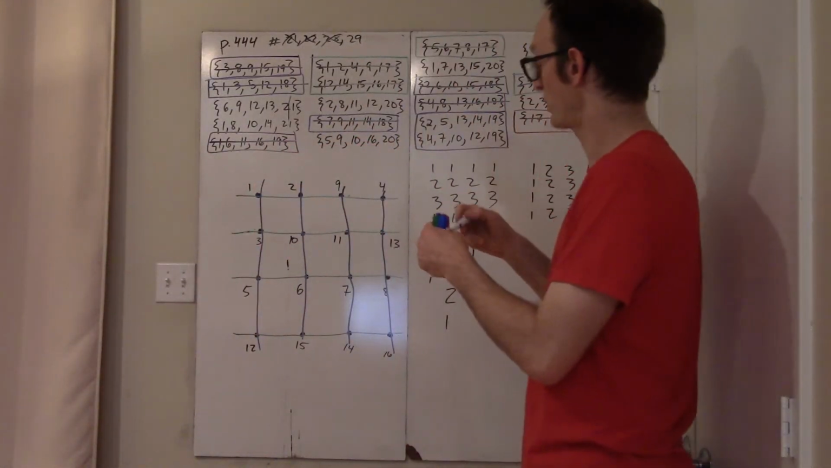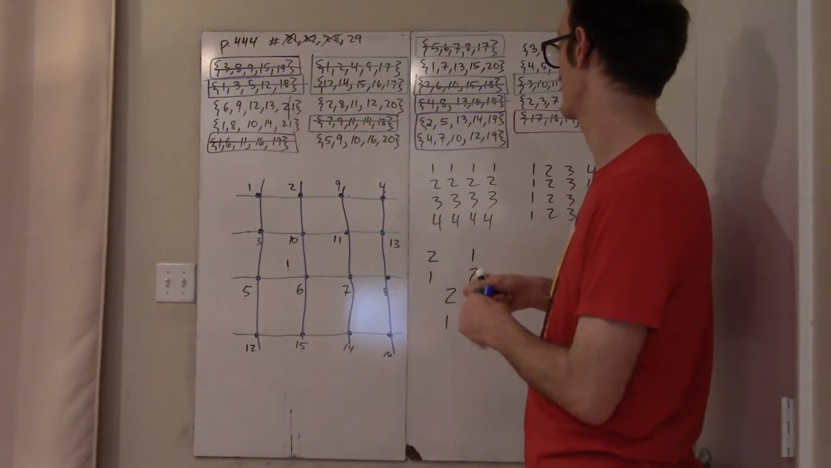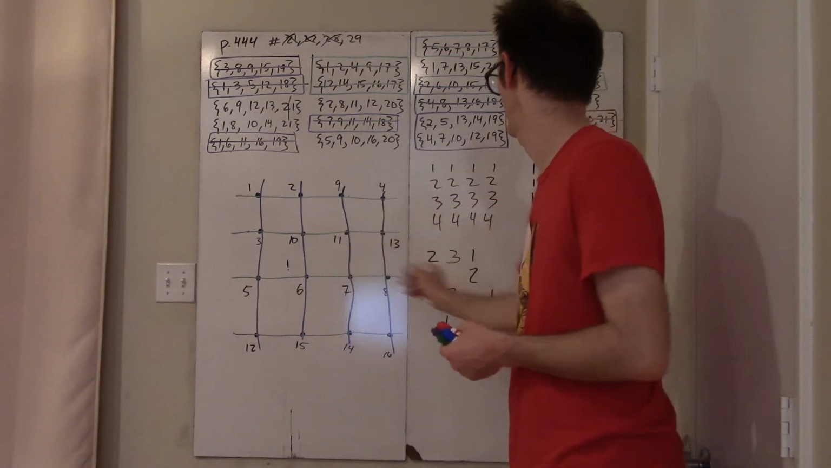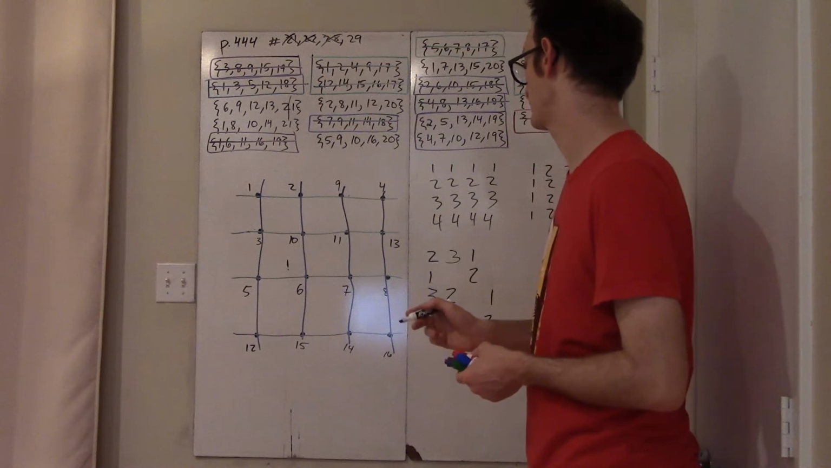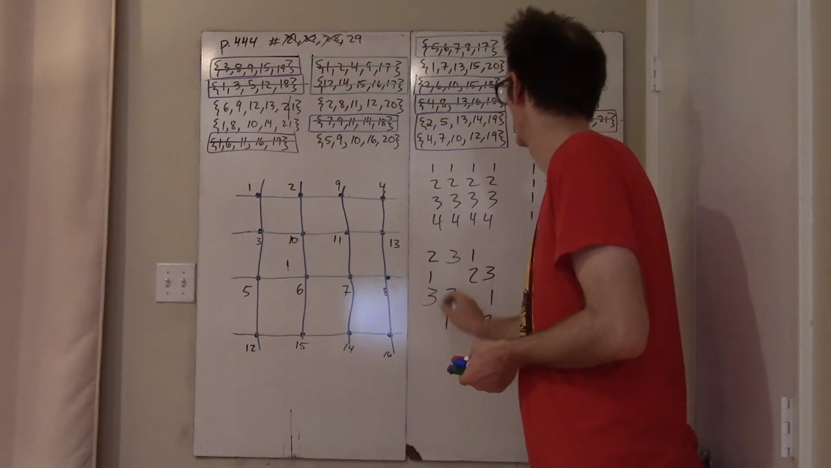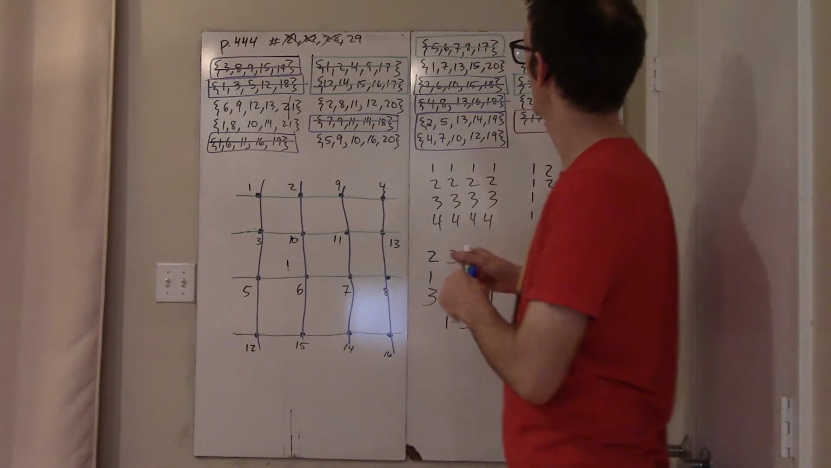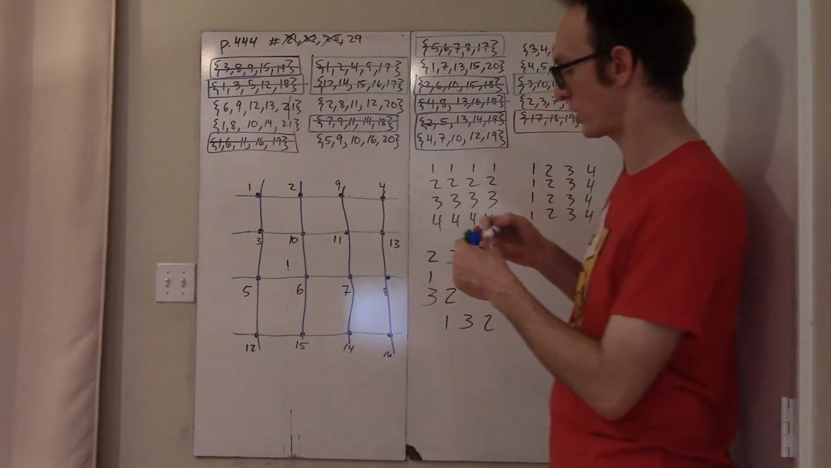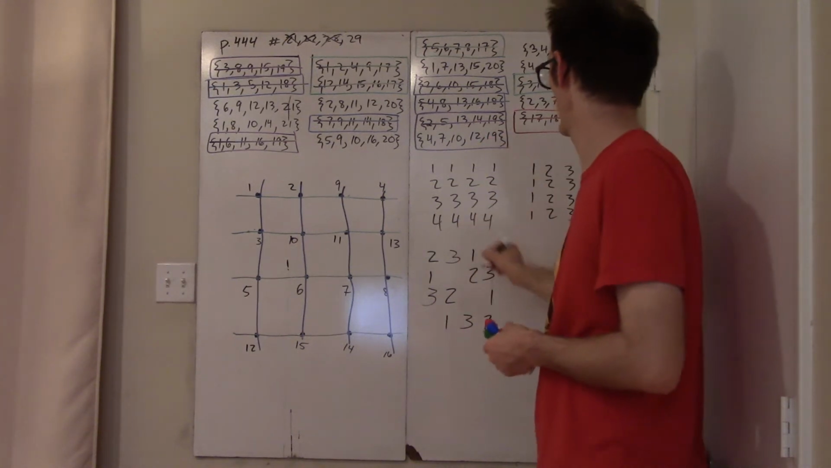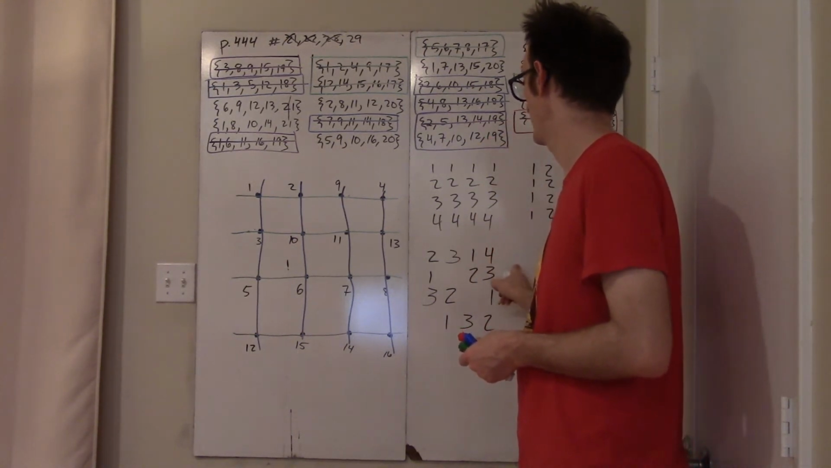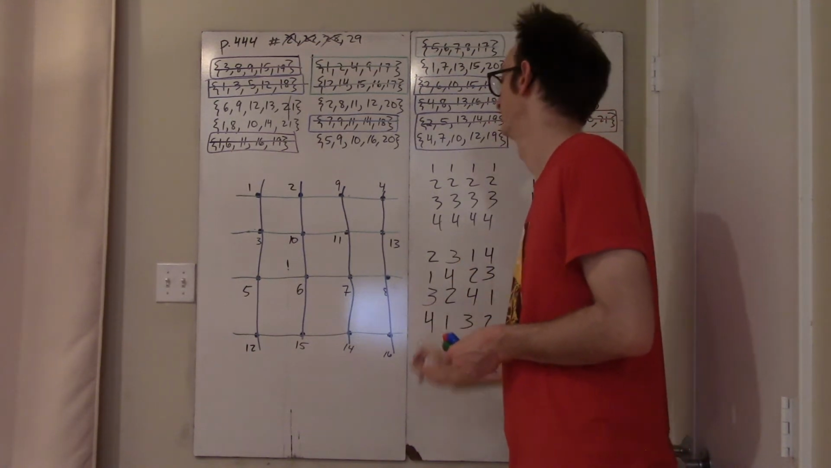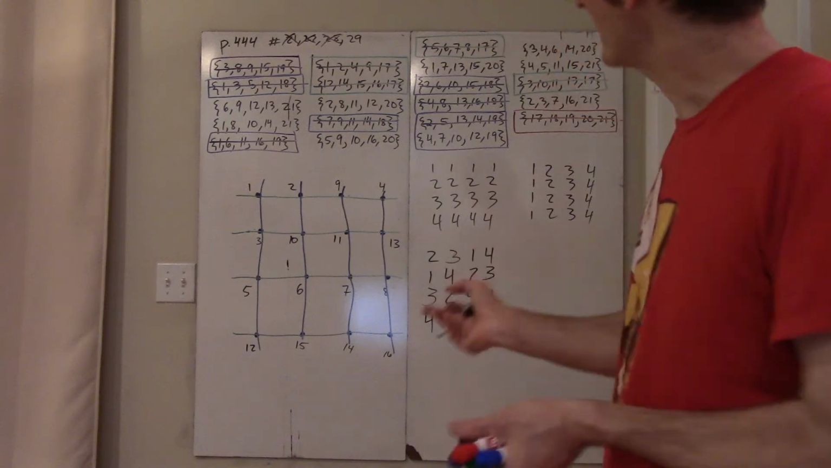This one, I put a 3 in position 2, 5, 13, and 14. So a 3 goes here, and a 3 goes here. And finally, I put 4's in all the positions 4, 7, 10, 12. So 4, 7, 10, 12. Boom! That is a Latin square.